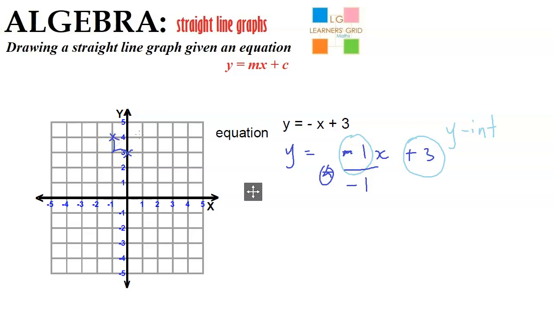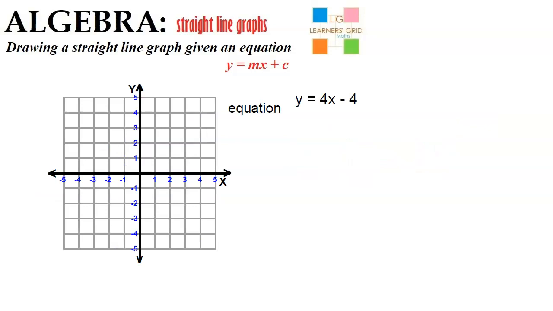Then all I need to do now is draw the graph. So I grab that, join these 2 points. The graph is pretty much done. Make sure the graph goes across the entire grid, and job done. One final example, we've got here an equation y equals 4x minus 4. So I'll just rewrite that here. y equals 4x minus 4.